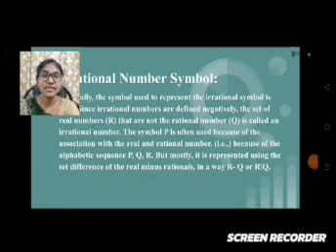Irrational number symbols. Generally, the symbol used to represent irrational numbers is capital P. Since irrational numbers are defined negatively, the set of real numbers that are not rational numbers is called irrational numbers. The symbol capital P is often used because of the association with the real and rational numbers, that is, because of the alphabetic sequence P, Q, R. But mostly it is represented using the set difference of the reals minus the rationals, in a way, R minus Q or R \ Q.